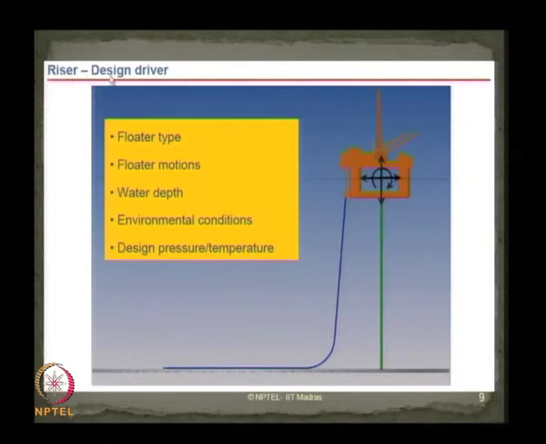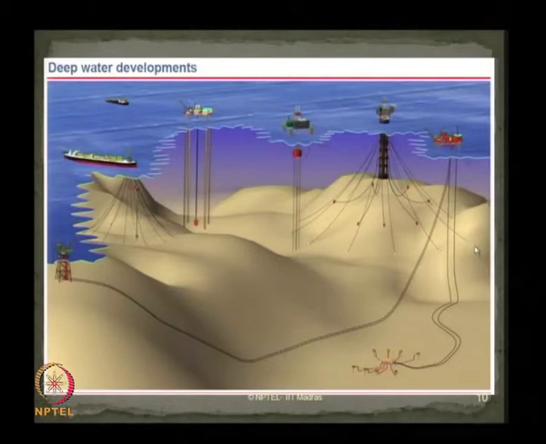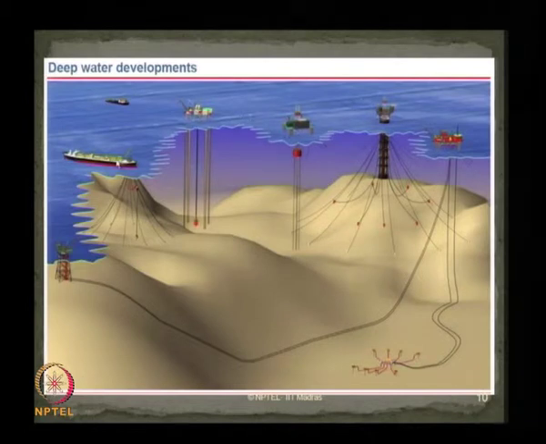There is also the question of what are the factors driving the design of risers. The floater type, the floater motions, the water depth, the environmental conditions and the design pressure and temperature are important critical factors which essentially drive the design of the risers in deep waters. If you look at the deep water developments in general, there are different kinds of risers which have been provided for different kinds of platforms which are being housed.